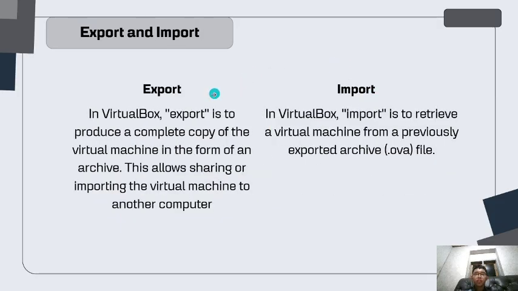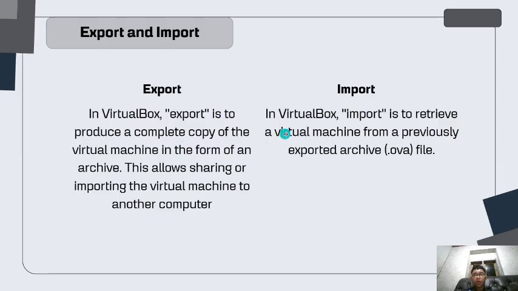And the next tools are export and import. Export in VirtualBox is to produce a complete copy of the virtual machine in the form of an archive, and this allows sharing or importing the virtual machine to another computer. So for example, if you make a virtual machine on your laptop and your friend wants the exact same virtual machine that you already configured, you can use the export tool here.